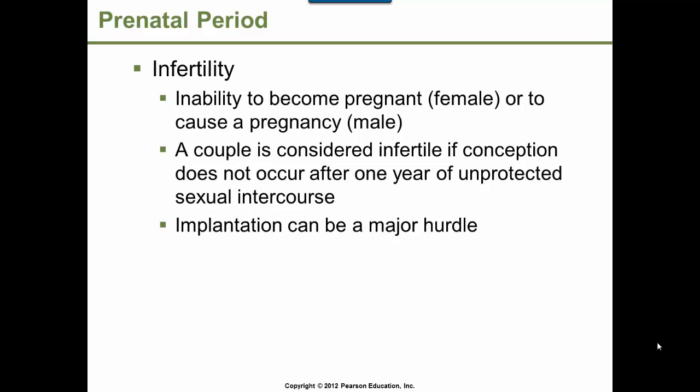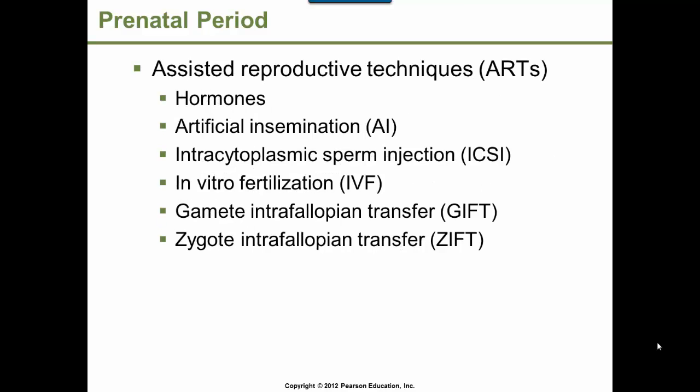Infertility is the term given to an individual's inability to become pregnant in a female, or to cause a pregnancy in a male. A couple is considered infertile if conception does not occur after 1 year of unprotected sexual intercourse. Implantation can be a major hurdle in this terminology of infertility. There are assisted reproductive techniques for hormones, artificial insemination, in vitro fertilization, and zygote intrafallopian transfer.